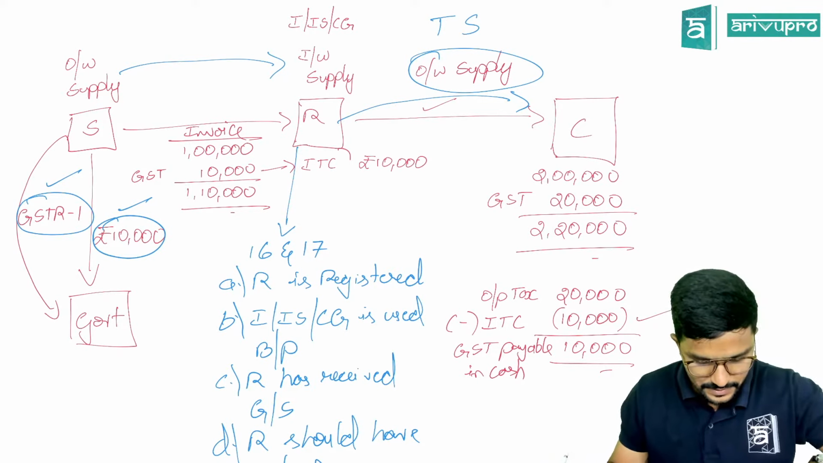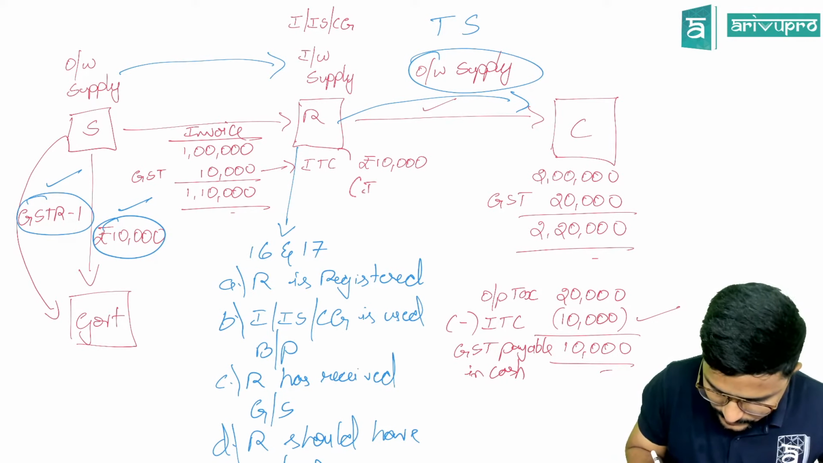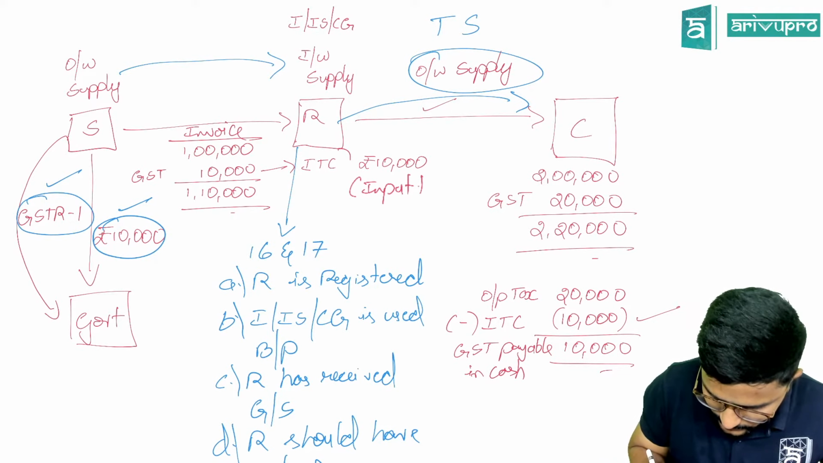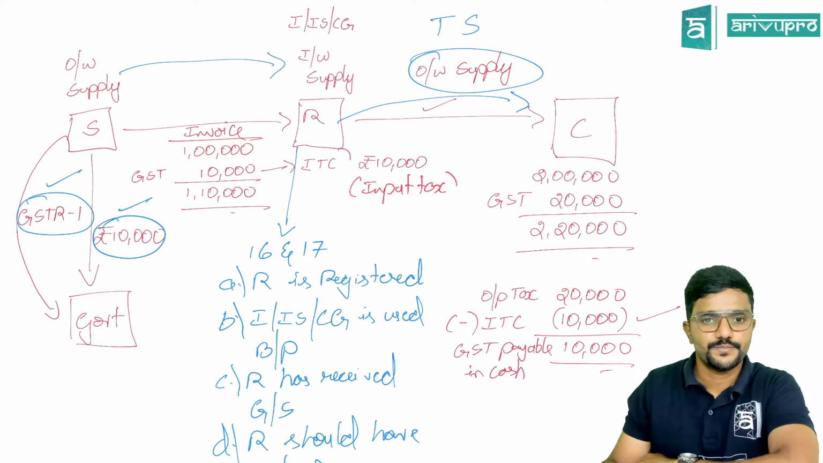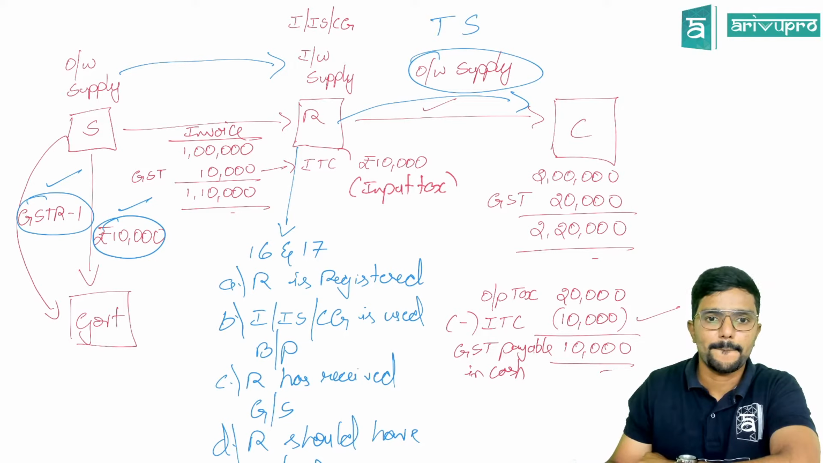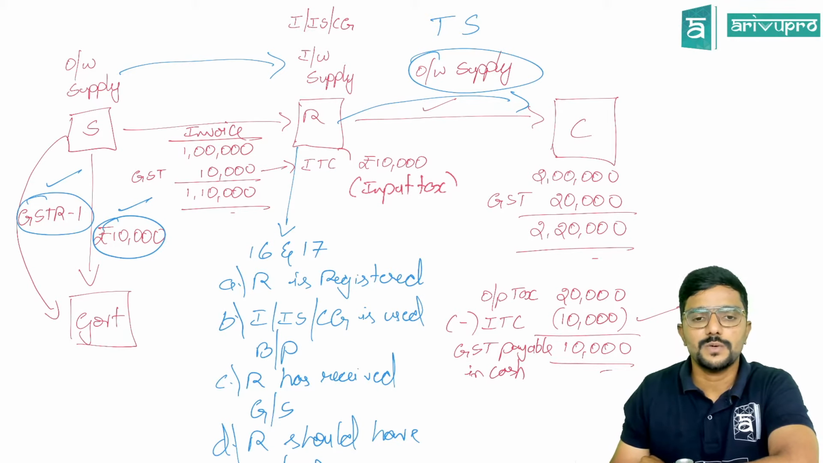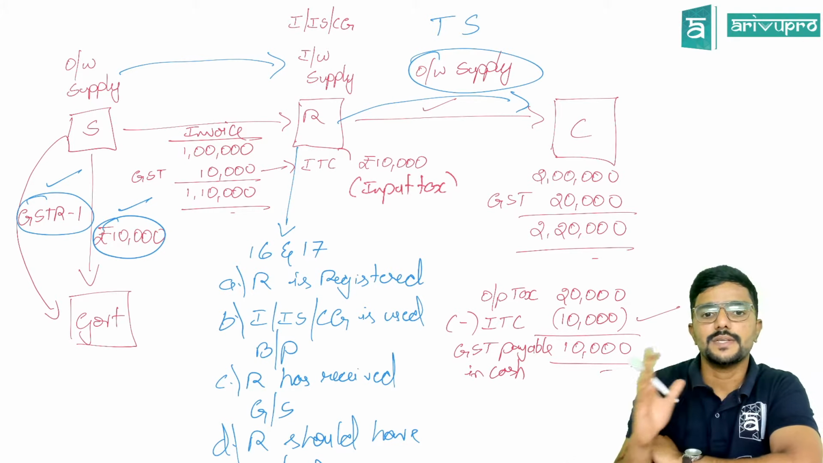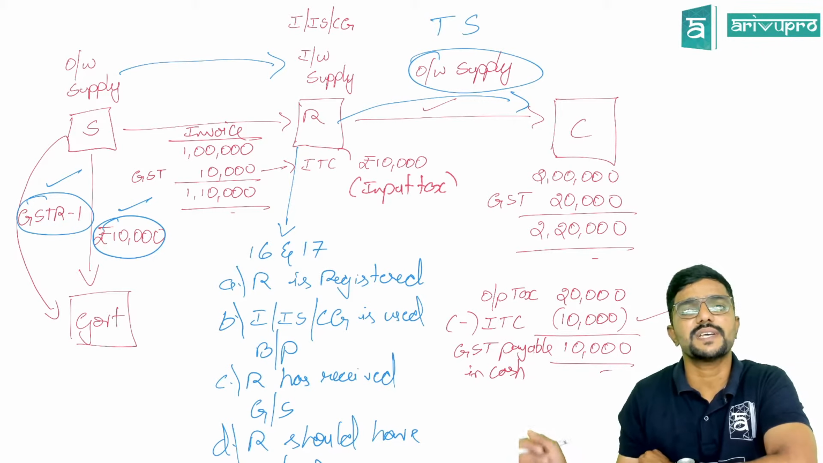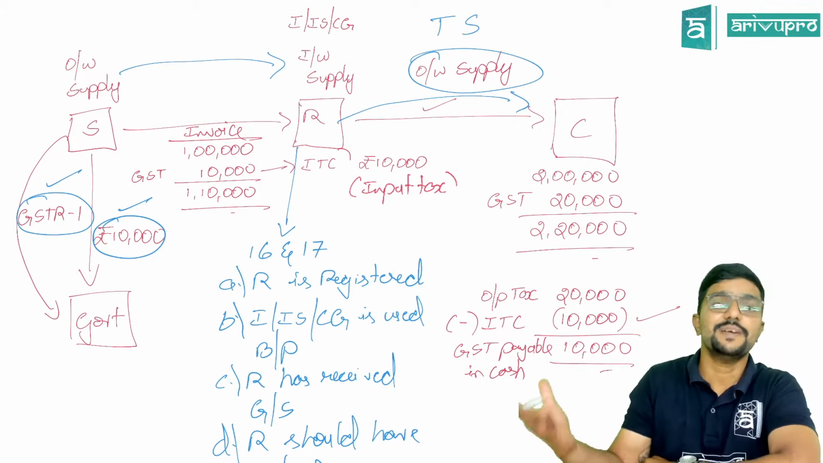We call this input tax. Outward supply, inward supply. O bar W means outward supply, I bar W means inward supply. The first party is the supplier, then the second party is the recipient, and the last party is the customer, for whom the recipient is the supplier.